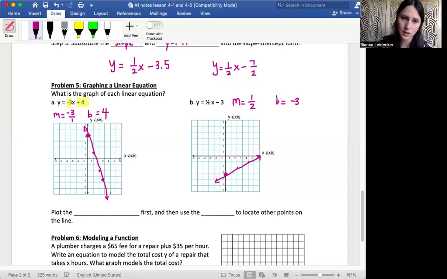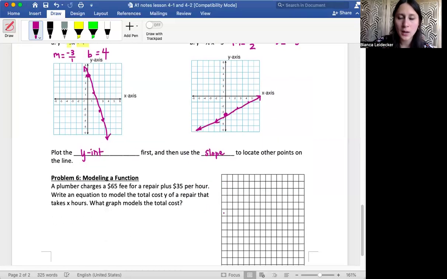I'm having trouble because of my writing pad, kind of limited. But remember to plot the y-intercept first, and then use the slope to locate other points on the line.